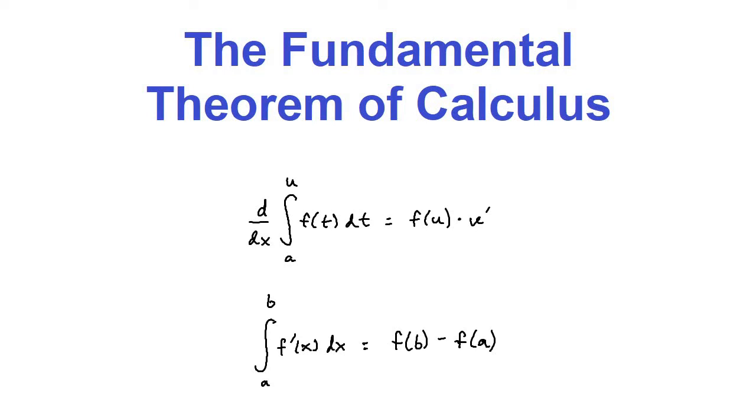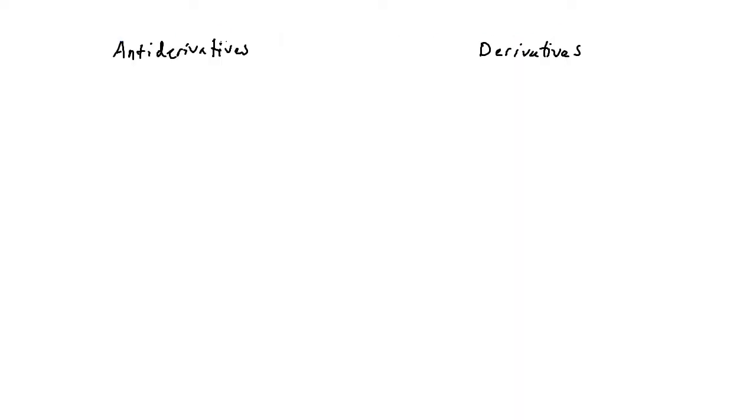So let's take a look at the fundamental theorem of calculus. Now before I move on to the actual fundamental theorem, I'm going to start by talking about antiderivatives and derivatives. Obviously antiderivatives, because it has anti in front, it's going to be the opposite of derivatives. And remember, integrals are also the opposite of derivatives, so antiderivatives and integrals are basically the exact same thing.